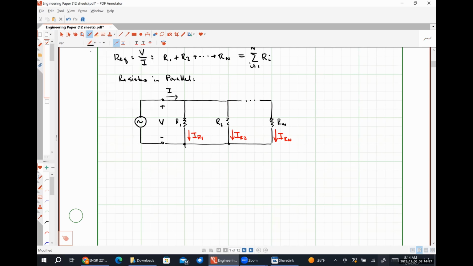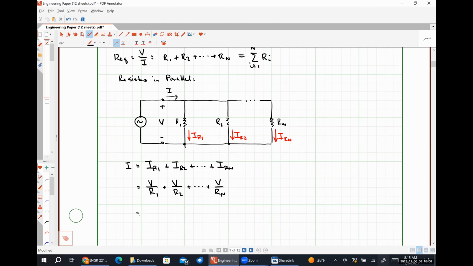Applying Kirchhoff's current law, we can say that the current flowing into the network, I, is equal to the sum of those resistor currents: IR1 plus IR2 all the way out to IRN. Now we can use Ohm's law to express all of those resistor currents in terms of the common voltage V. So this is going to look like V divided by R1 plus V divided by R2 all the way out to V divided by R sub n.